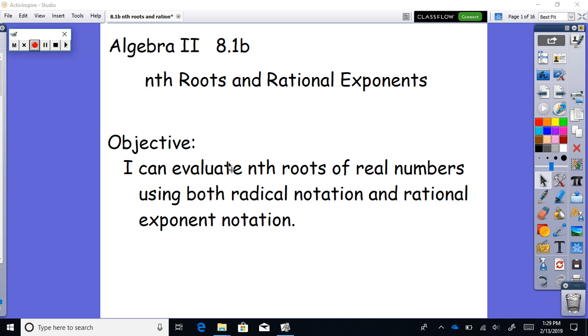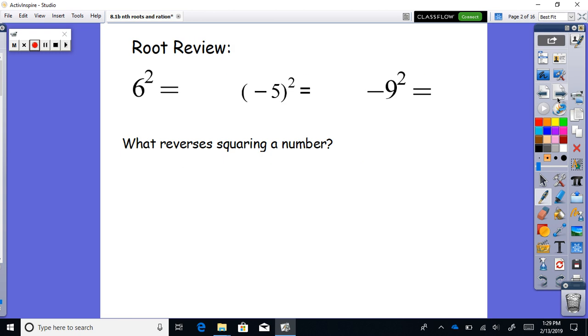All right, this video will cover nth roots and rational exponents. The goal is that you can evaluate nth roots using both radical and rational exponent notation. So just a little root review.